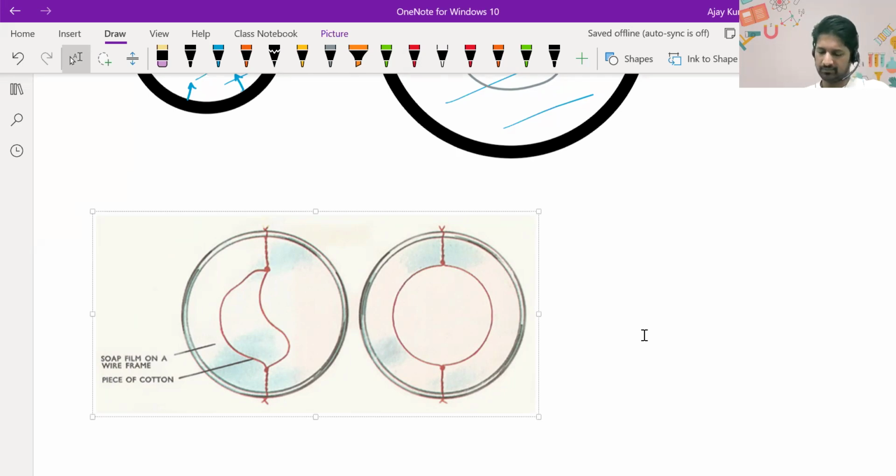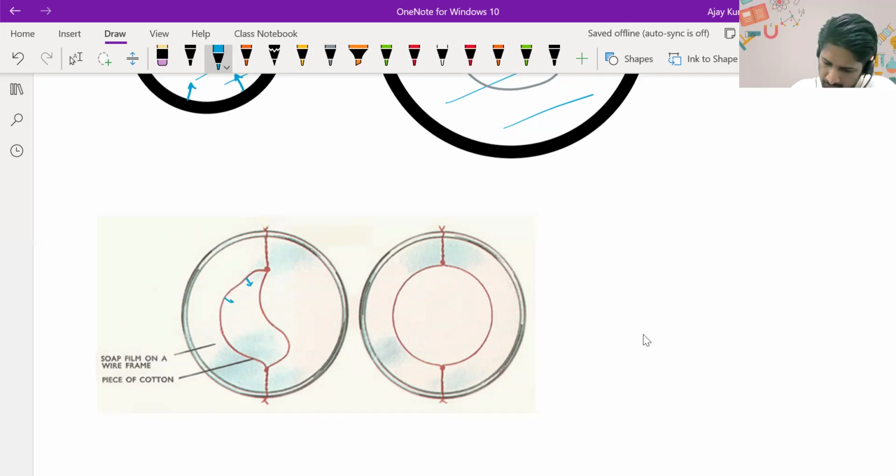Why does this happen? Basically, the loop of thread is surrounded by film of soap solution. Before we prick it, the film of soap solution will be trying to decrease its surface area by exerting a force on this boundary. There will be forces acting on that boundary everywhere, and there will be forces acting on the other side also because there is film of soap solution on the other side as well.